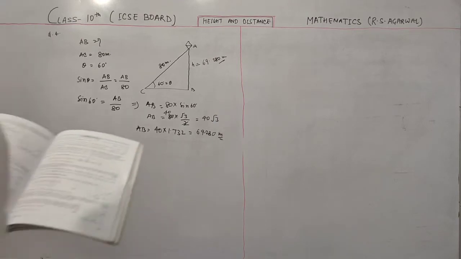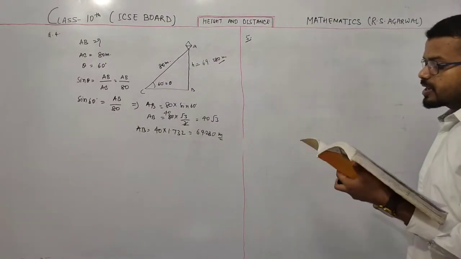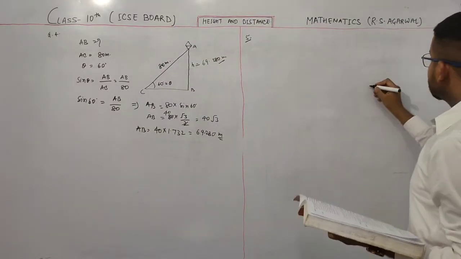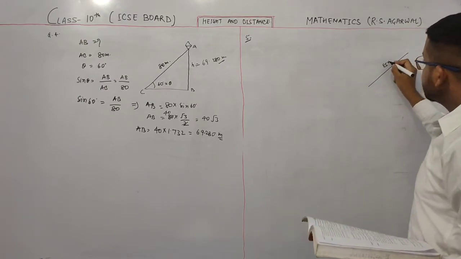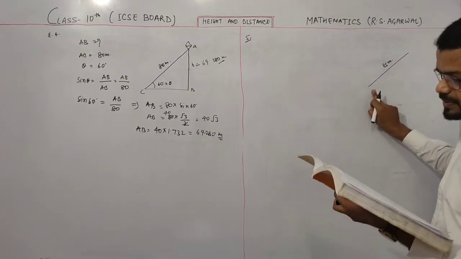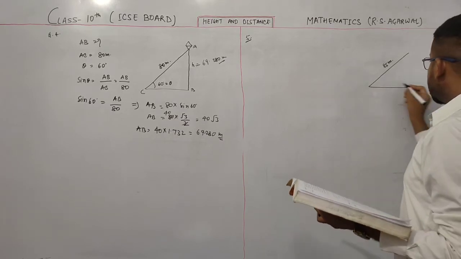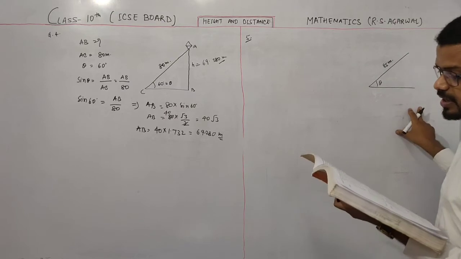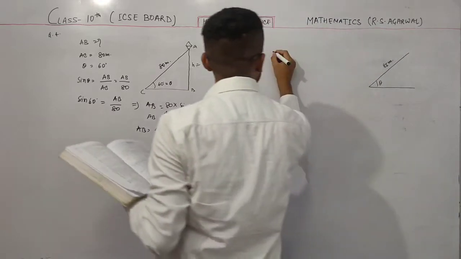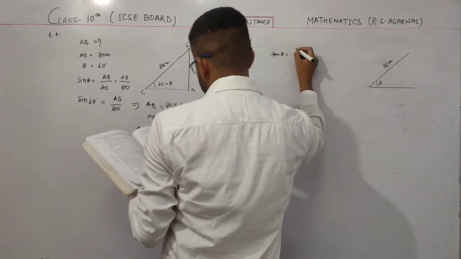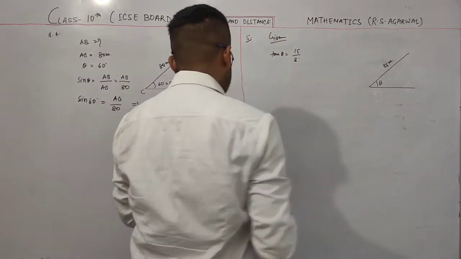The length of a string between a kite and a point on the ground is 85 meter. This is the length of the string of a kite, and this length is given, which is 85 meter from the ground. Now if the string makes an angle theta with the horizontal or with the level ground such that tan theta is equal to 15 by 8. Okay, this is given. Tan theta is equal to 15 by 8.